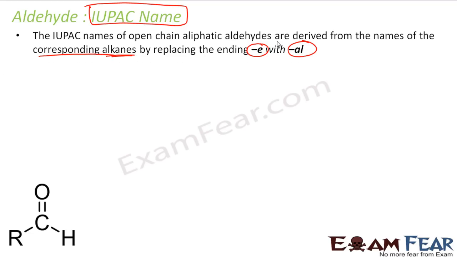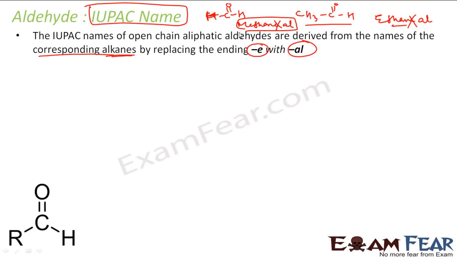See, for example, in this scenario you have CH3COH, right? So this is derived from ethane, 2 carbon ethane. So remove this E and make it Al. It becomes ethanal. So the IUPAC name of this compound is ethanal. Correct? Similarly, for example HCOH, this guy has come from methane, 1 carbon, right? So methane, you replace E with Al, it becomes methanal.